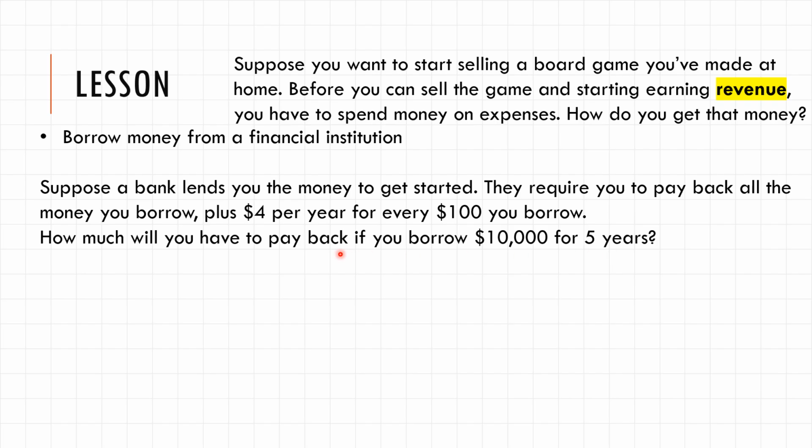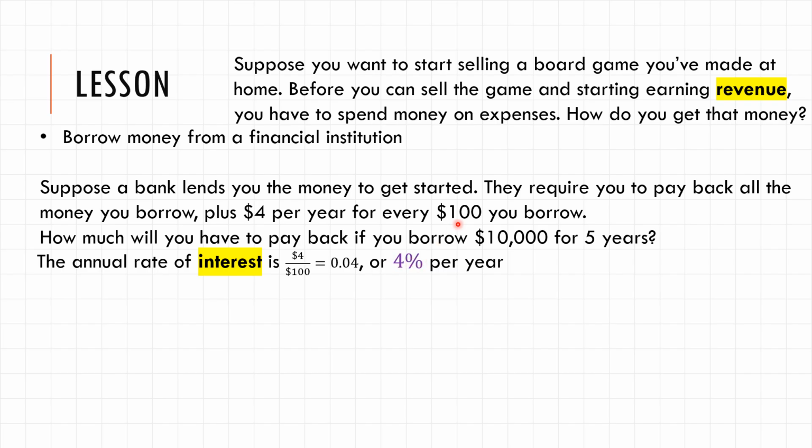Well, the way I started to tackle this was I realized $4 per year for every $100 means that if I'm borrowing $10,000, $4 for every 100 is another way of saying per cent. Cent is the root word of 100, like century. So $4 per every $100 is the same thing as 4 divided by 100. If I divide those, I get 0.04, which as a percentage is 4%.